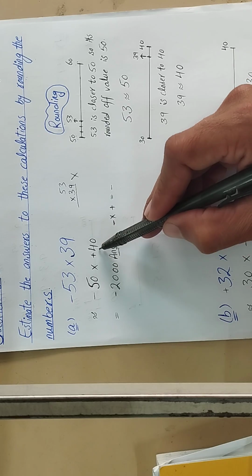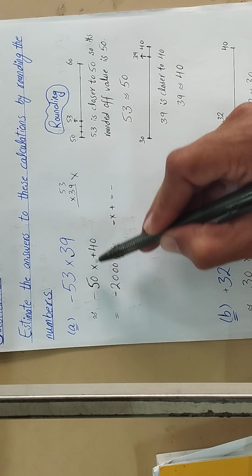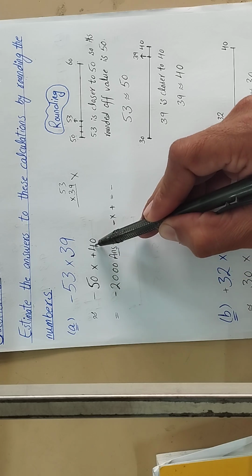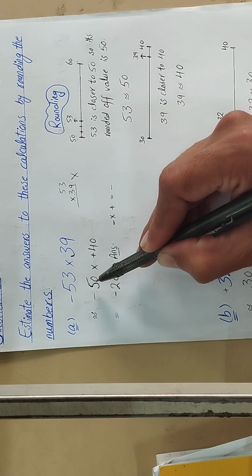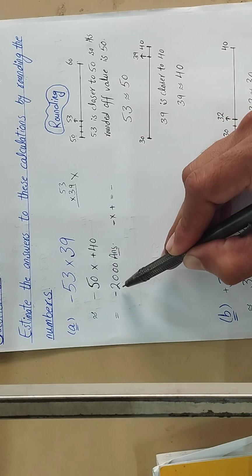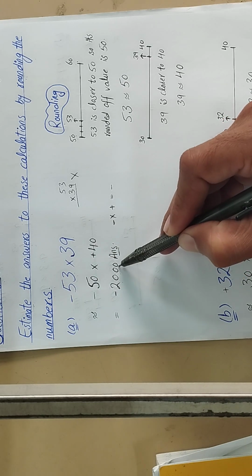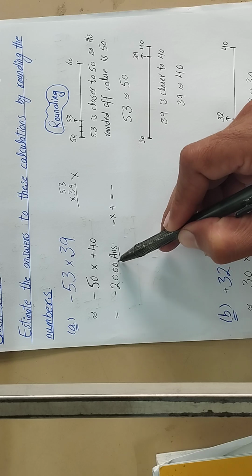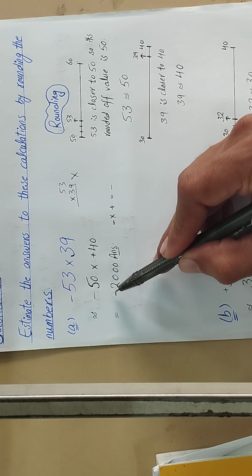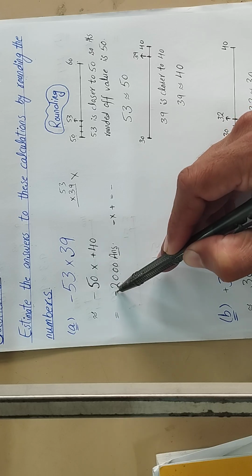Now after rounding the numbers, multiply the numbers to get the answer. How to multiply these two numbers? 5 fours are 20 and then these two zeros along with your answer. So 2000 is our answer. Which sign is going to be with it? Minus sign, because minus multiply plus is minus.